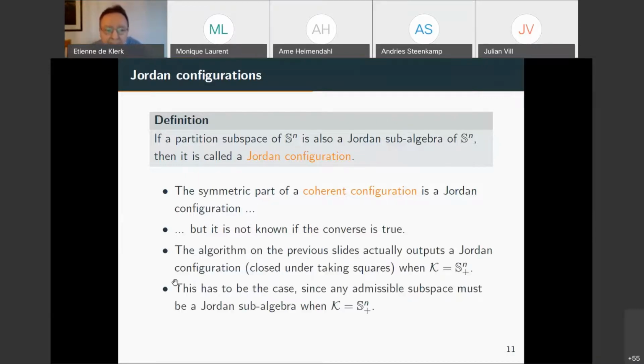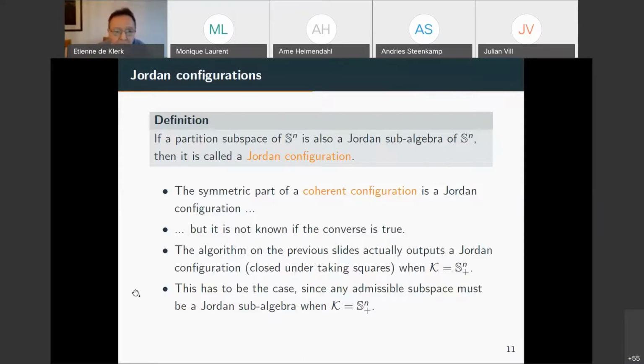Okay, so the algorithm that we had on the previous slide to find the optimal partition subspace actually outputs a Jordan configuration, because by its construction it's closed under taking squares. We keep finding these partitions, and we keep ensuring that they are closed under taking squares because we keep squaring them. This is as it should be, because we already said that any admissible subspace must be a Jordan subalgebra when we are dealing with the positive semi-definite cone.